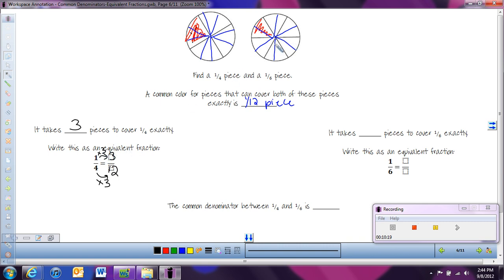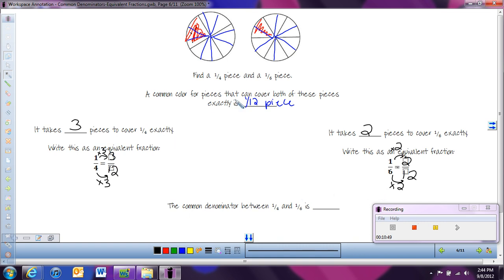Now we're going to do the same thing with our 1/6 piece over here. Here it took 2 pieces to cover 1/6 exactly. So we're going to write this one as an equivalent fraction. 1/6 equals how much? Again, we have 12 pieces, and of those 12, 2 are shaded. Or if I didn't have my pictures, 6 times what is 12? 6 times 2 is 12. Whatever we do to the bottom, we're going to do to the top. So we'll times by 2.